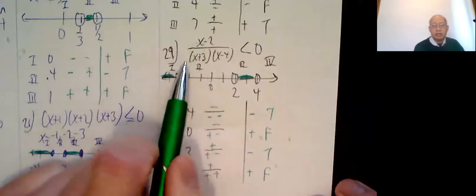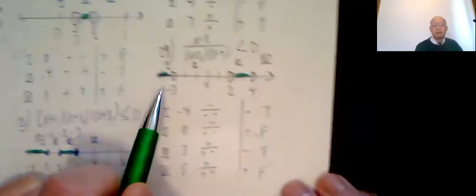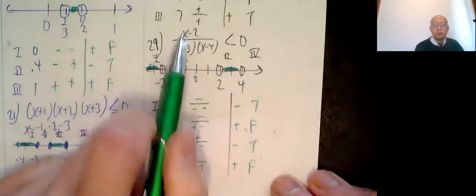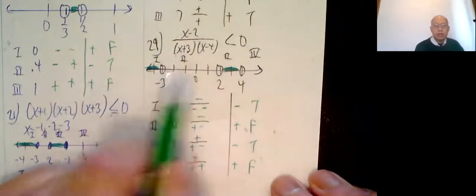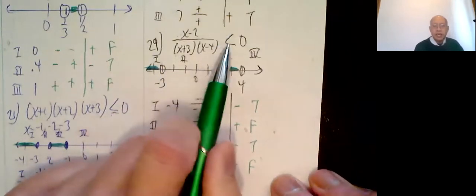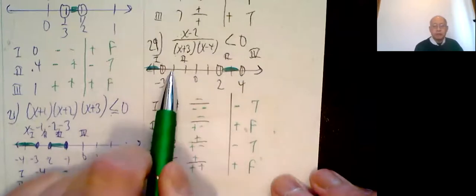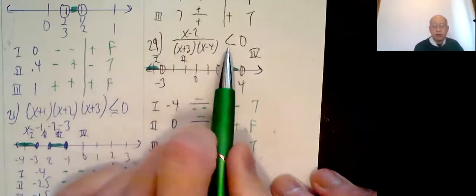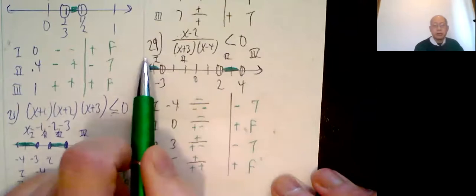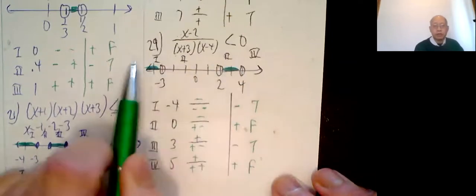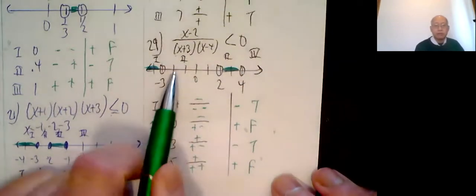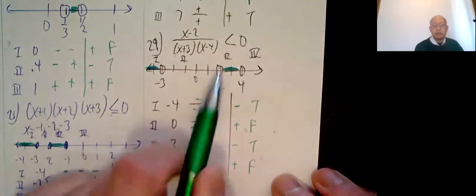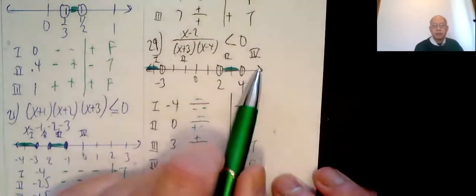29, just a little bit longer. x minus 2, x plus 3, x minus 4. So my boundary numbers are going to be 2, -3, and 4. Less than means they're all open. If I have the line underneath it, I might have some closed, but as it is, they're all open. So regions 1, 2, 3, and 4. So region 1, -4. Region 2, 0. Region 3, 3. Region 4, 5.